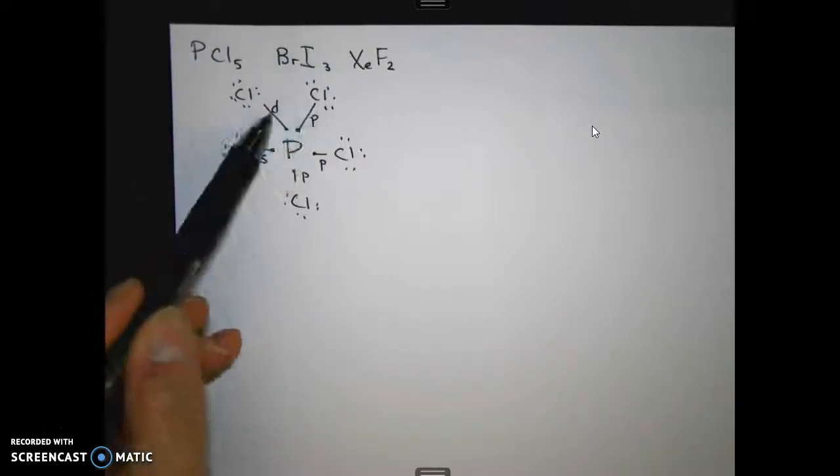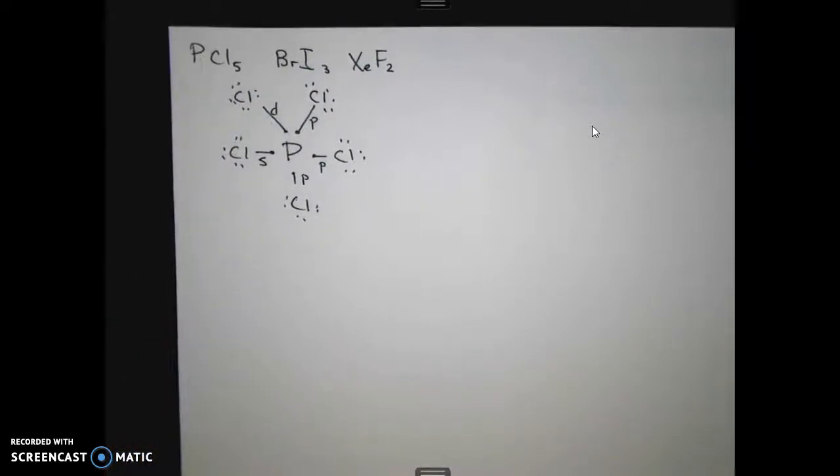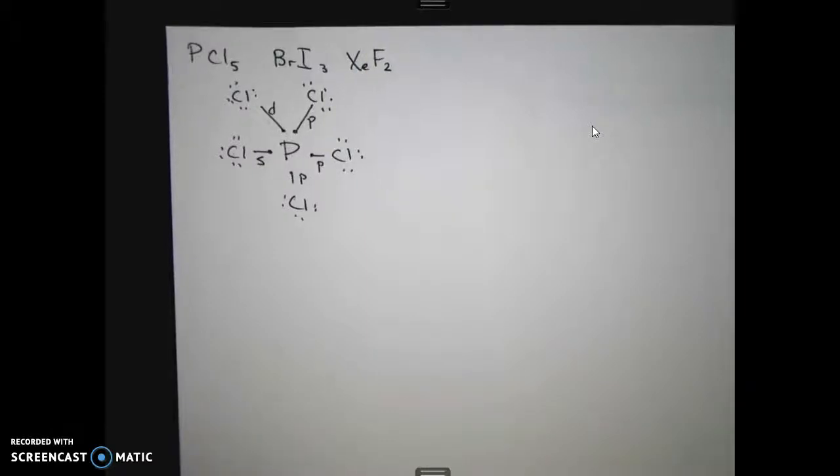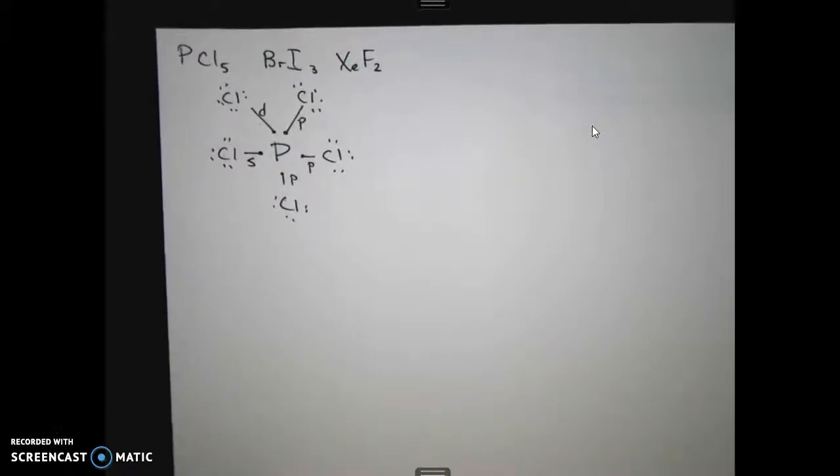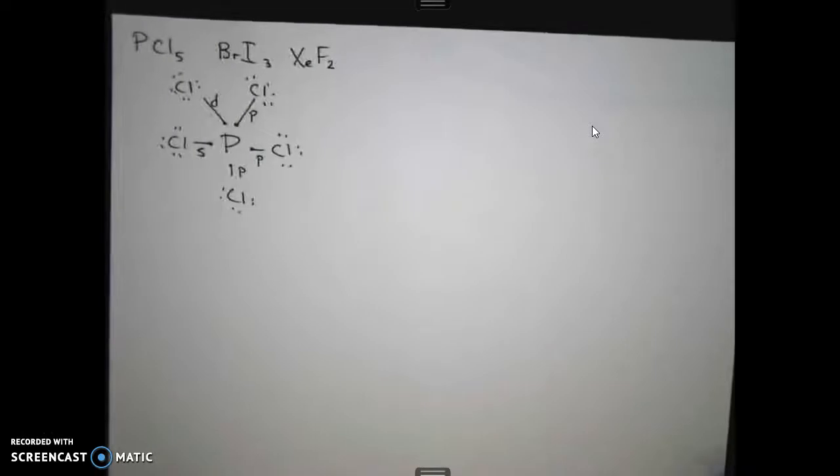One of these P electrons is promoted. Notice that it completely skips an S sublevel in a higher shell. It stays in that same principal energy level and gives you a D orbital for bonding.